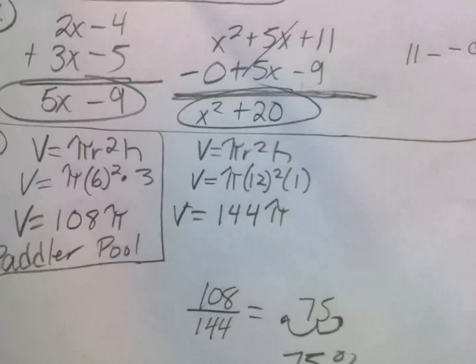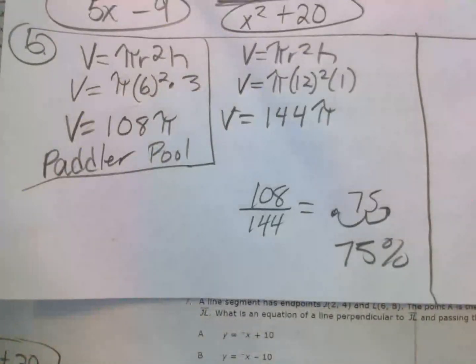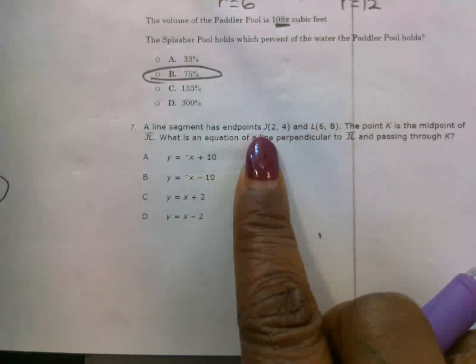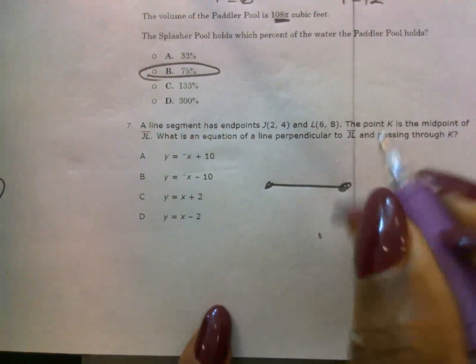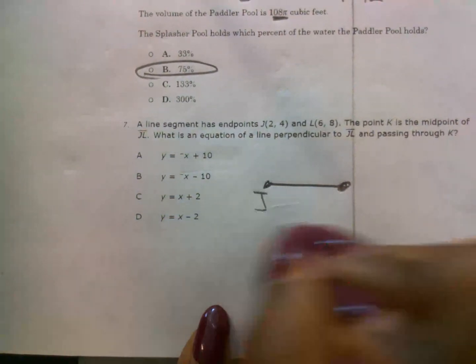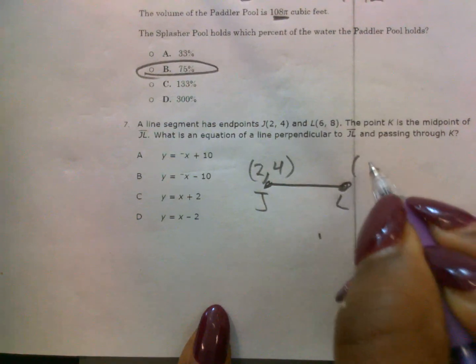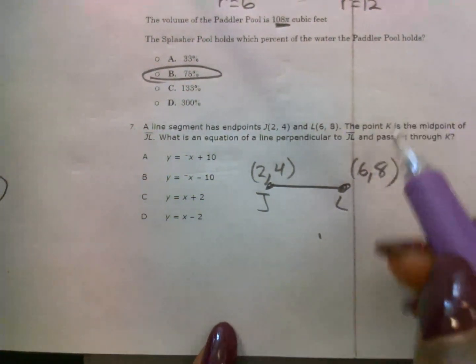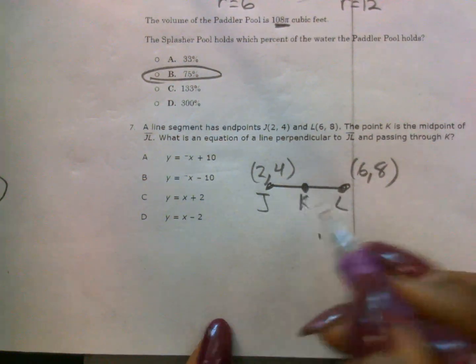Any questions about how we did number 6? Anyone still copying 6? All right. So let's look at number 7. Number 7 says that a line segment has an endpoint. So just pretend we got 2 endpoints. It's not drawn to scale. This is J and this is L. This is 2, 4, and this is 6, 8. Okay, it's not drawn to scale. I'm just drawing it. And K is the midpoint, the point that's in the middle. This is K. All right.